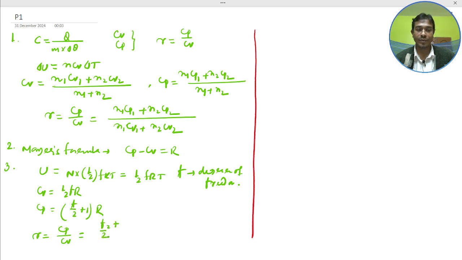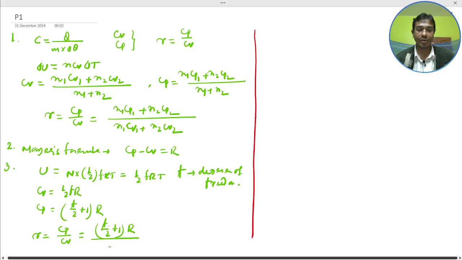Here the gamma, the ratio Cp by Cv, would become, just put this value, (f by 2 plus 1) into R as the Cp value, and f by 2 into R as the Cv value. This would become 1 plus 2 by f. This is very important: gamma equal to 1 plus 2 by f.